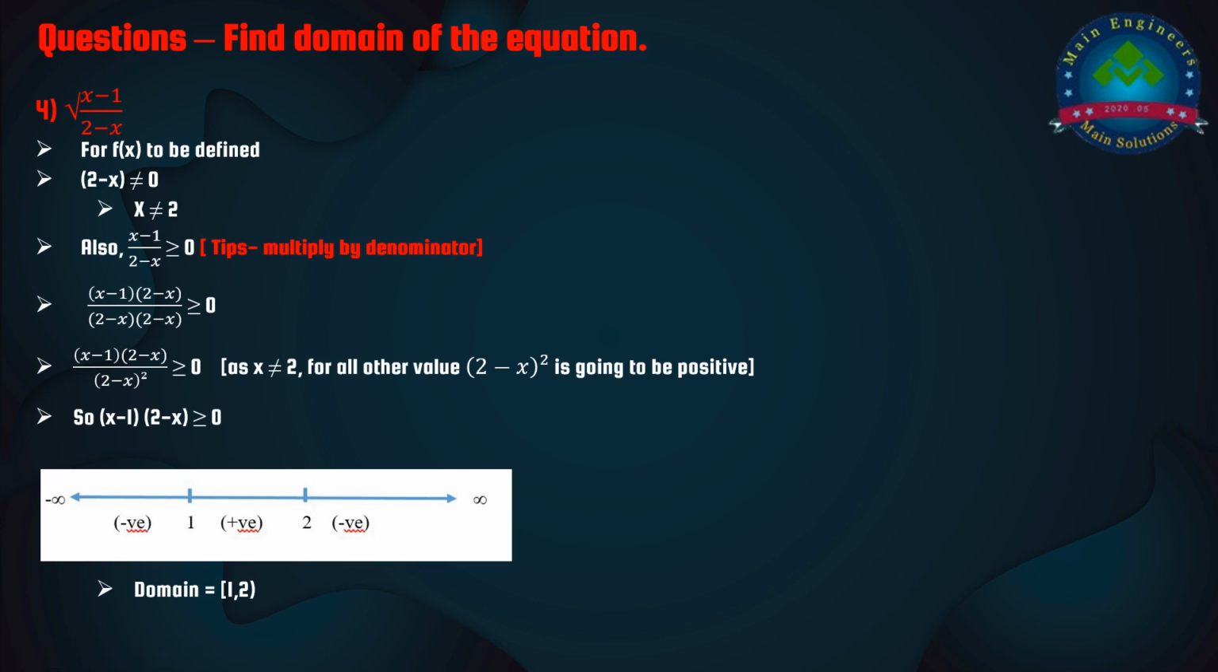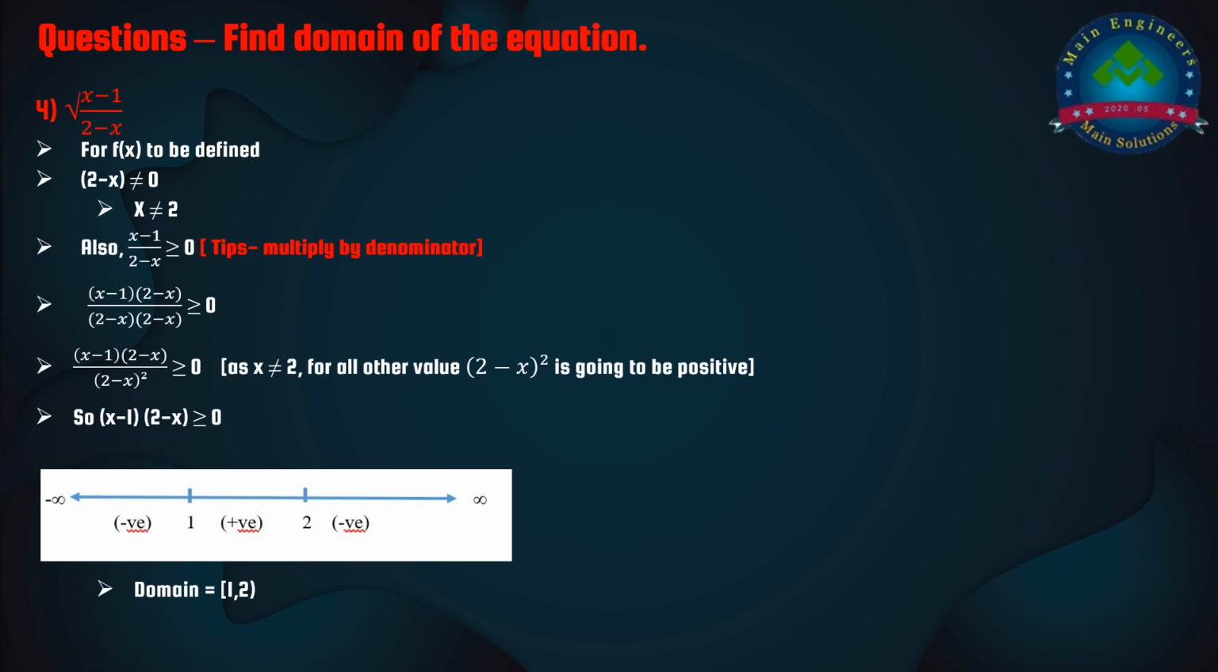So let's put any value for this region from 1 to infinity. Let's take 0. Once we put 0 in the equation, 0 minus 1 is equal to minus 1, 2 minus 0 is equal to 2. So 2 into minus 1 is greater or equals to 0 is not valid. So for this reason, our equation is not going to be valid.